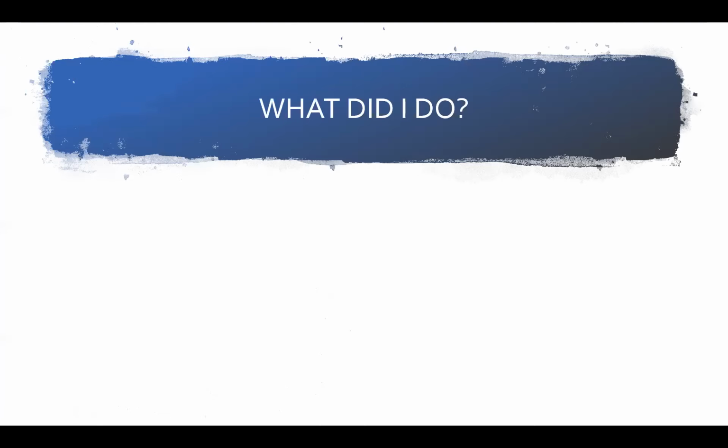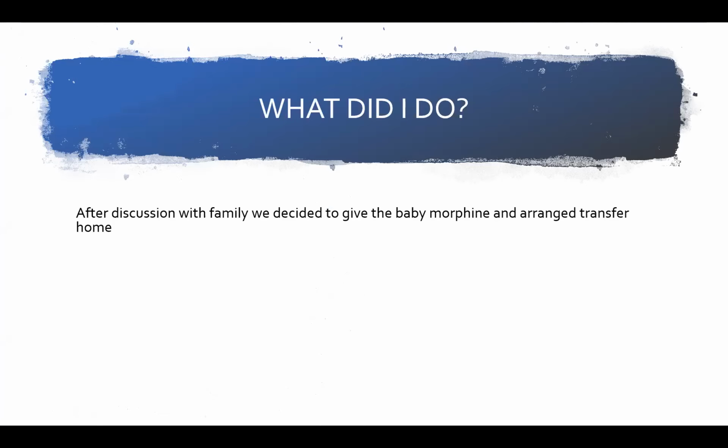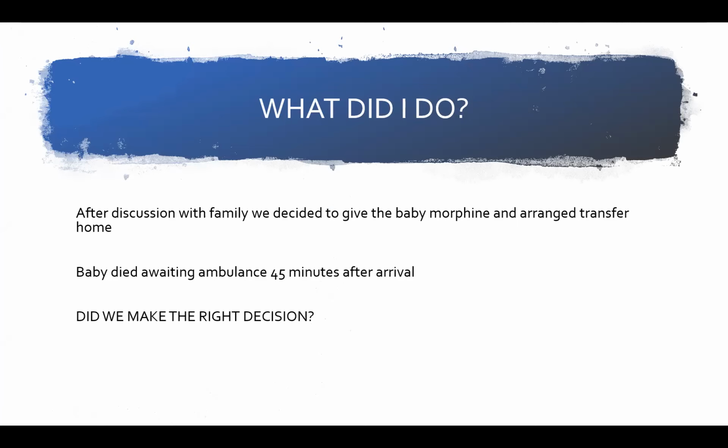After discussion with the mom, we decided to give the baby morphine and arrange transfer home. The baby died waiting for an ambulance 45 minutes after arrival. Did you make the right decision? I don't know. And I don't know if I'll ever know if we made the right decision. We talked about the cost to the family, the likelihood of just prolonging suffering, and the high likelihood of death. And so we made this decision, but I think it still haunts me and it's still difficult to come to terms with.